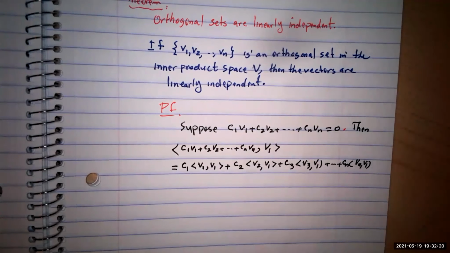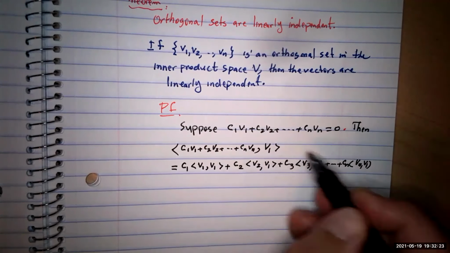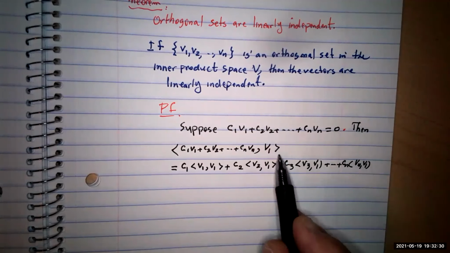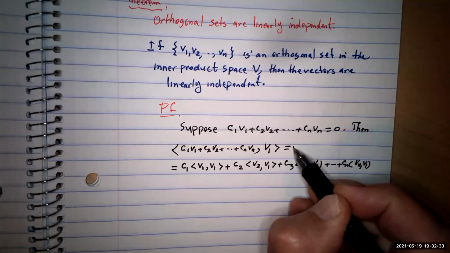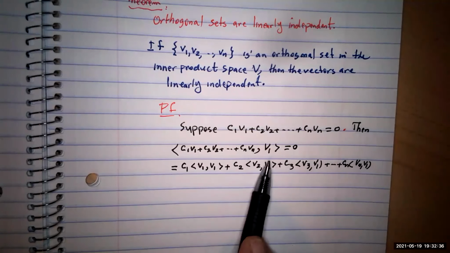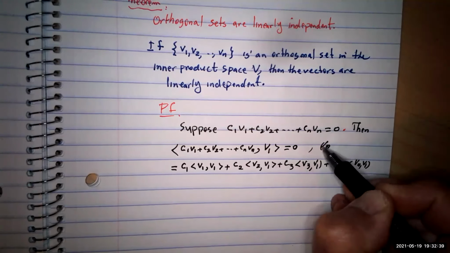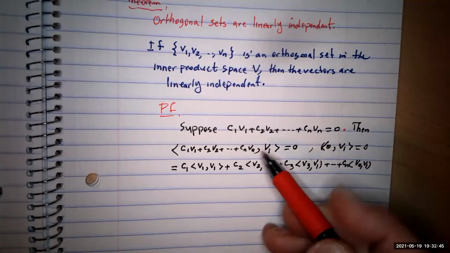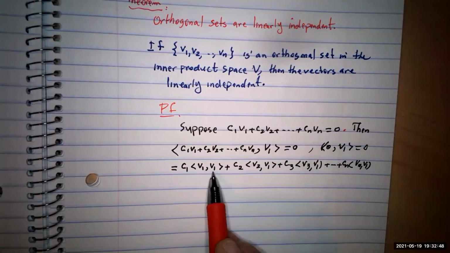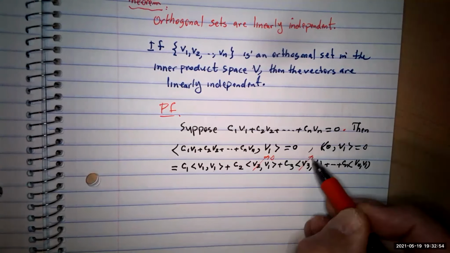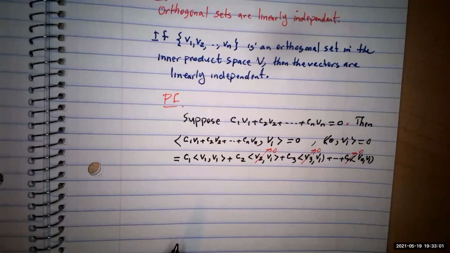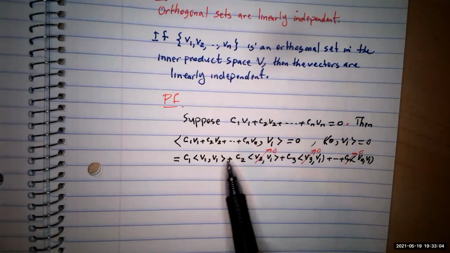And you know that this is equal to 0, because we have the 0 here. This is 0 times V1, which is equal to 0. But look at this one: other than the first term, anything else is equal to 0. Remember, because these vectors are orthogonal, they're all orthogonal except the first one. But what's going to be the first one?